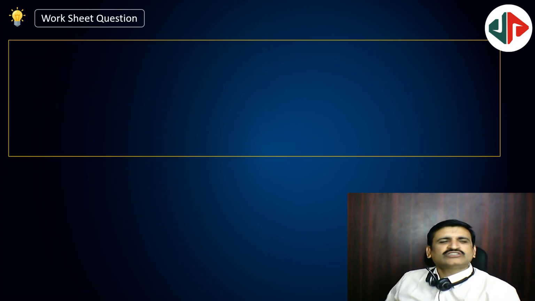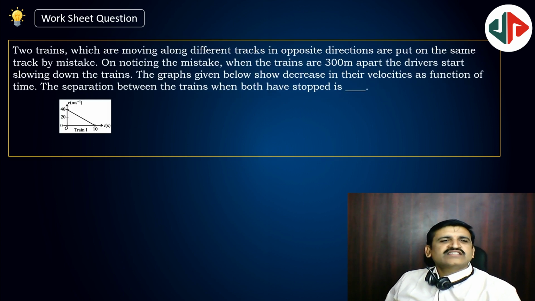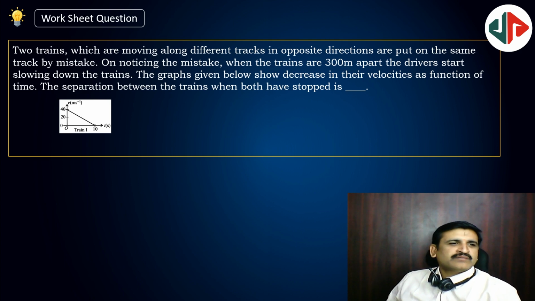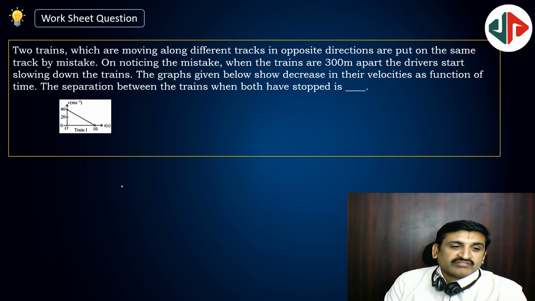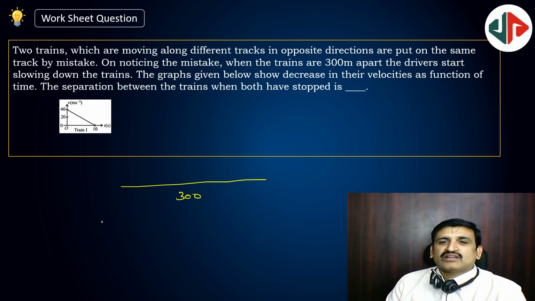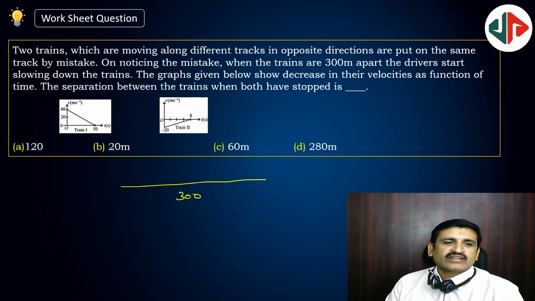Next. Good question. Two trains, each moving along two different tracks in opposite directions, are put on the same track by mistake. On noticing the mistake, when the trains are 300 meters apart, the driver starts slowing down the trains. The graph shown below shows the decrease in their velocities as a function of time. The separation between the trains when both have stopped is?